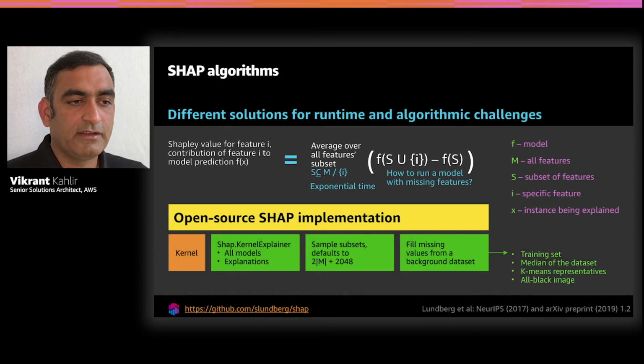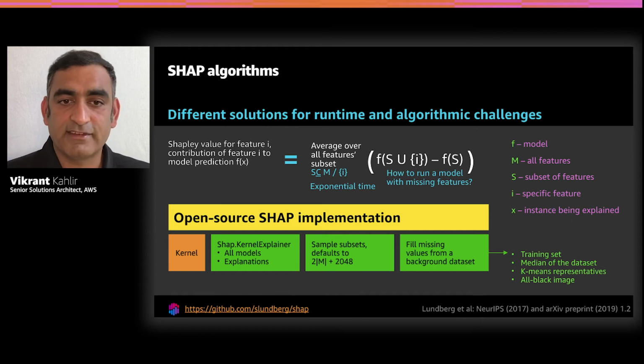So how do we solve it? The open source SHAP implementation implemented a kernel and took into account the exponential time problem, and the way it solved it is, instead of calculating the marginal contribution across all the correlations, it calculates it across some limited number of subsets or correlations. So it doesn't give you the exact Shapley value for a feature, but it gives you the approximate value.